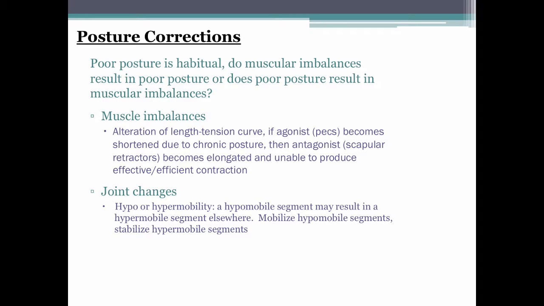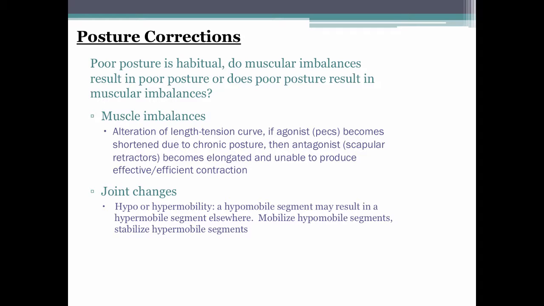So poor posture is habitual. We wonder, do muscle imbalances result in poor posture, or does poor posture result in muscular imbalances? Muscular imbalance is alteration of the length-tension curve. So if an agonist, let's say the pectoralis, becomes shortened due to chronic posture, then the antagonist, or the scapular retractors, become elongated and unable to produce effective, efficient contraction. That's what we're seeing with upper cross syndrome.